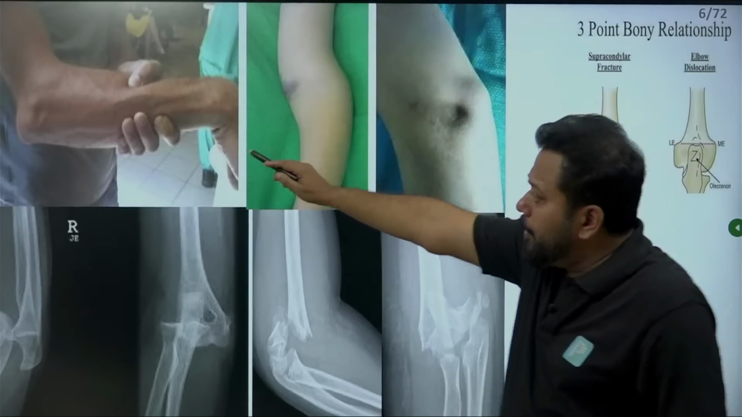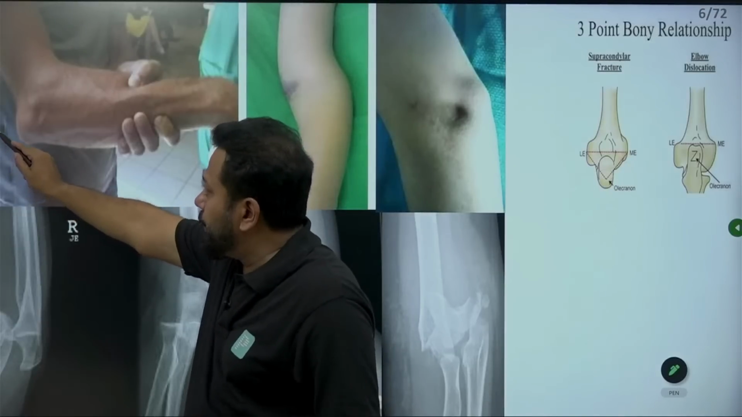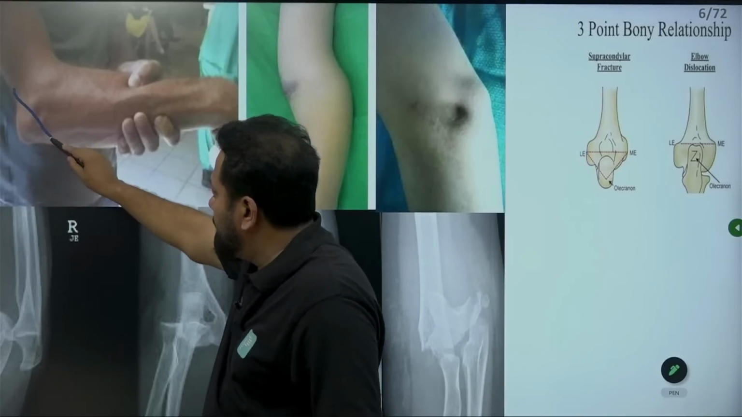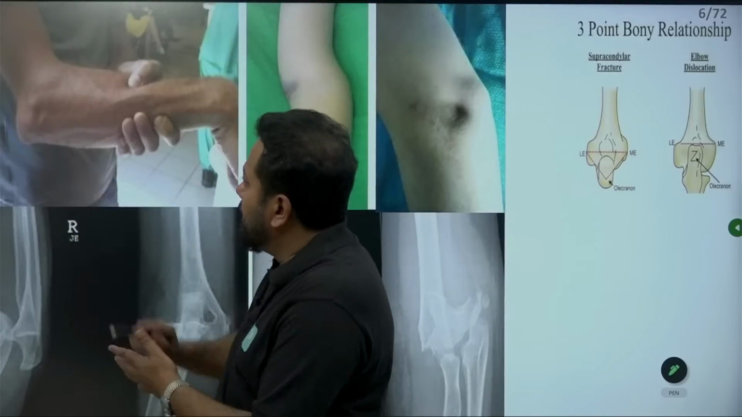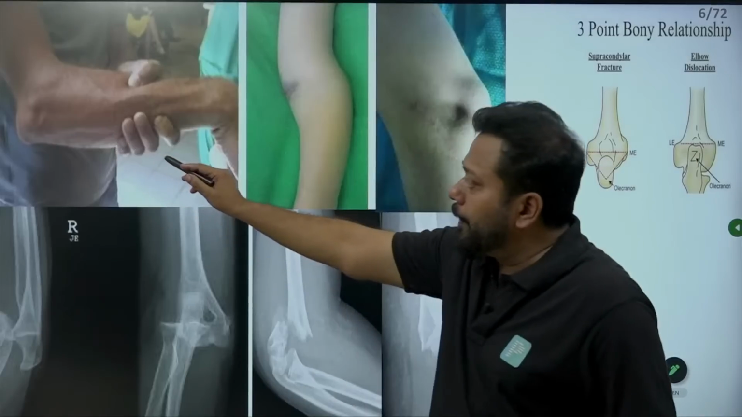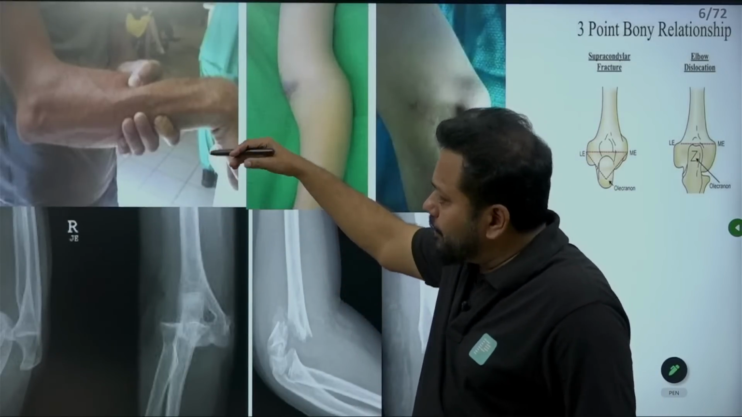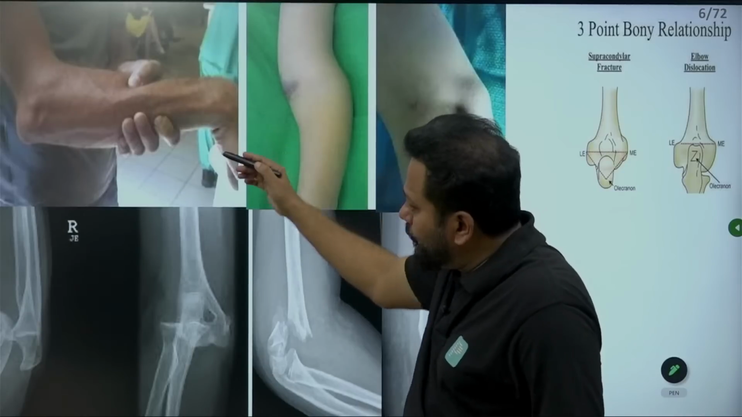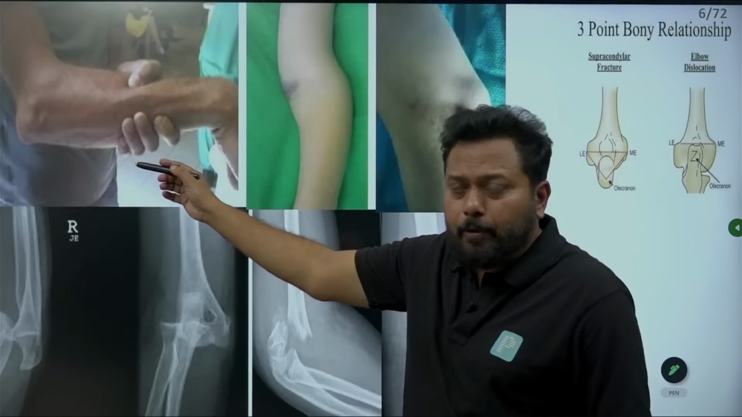You see here, I am able to see the olecranon tip. It is a little posterior. It is not in line with the humerus. This is the attitude of a posterior elbow dislocation. The olecranon has slipped, the humerus is pushed forward, the olecranon is pushed posteriorly. So this is a posterior elbow dislocation.